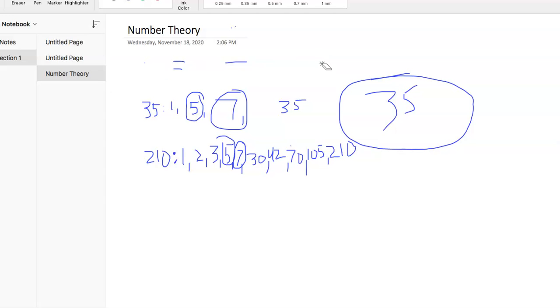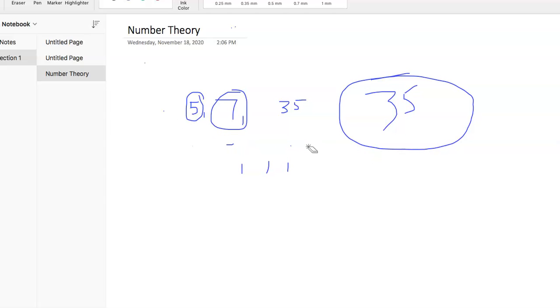Now the other one, similar but different, is least common multiple. Let me erase this board here, and we'll go over a least common multiple example.